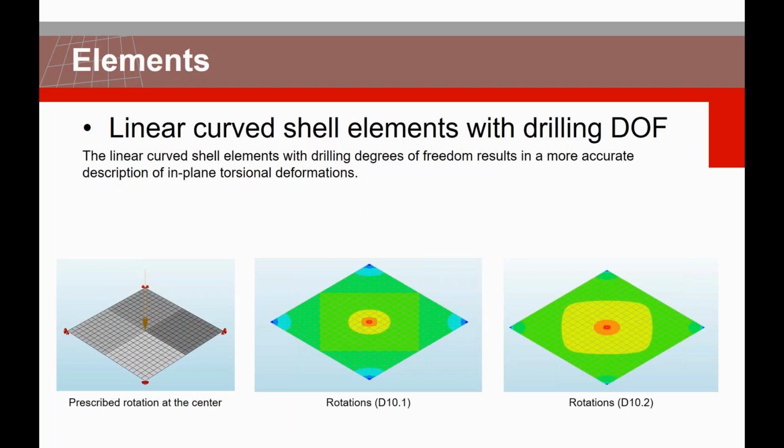For curved shell elements with drilling degrees of freedom, we have enhanced the behavior to capture the real in-plane torsional effect due to rotation of, for instance, a pile here or a column here with the rotational DOF. So you can nicely see the induced torsion because of the drilling effect. This has been improved from 10.1 to 10.2 to capture more realistic behavior. So here you can see the behavior.